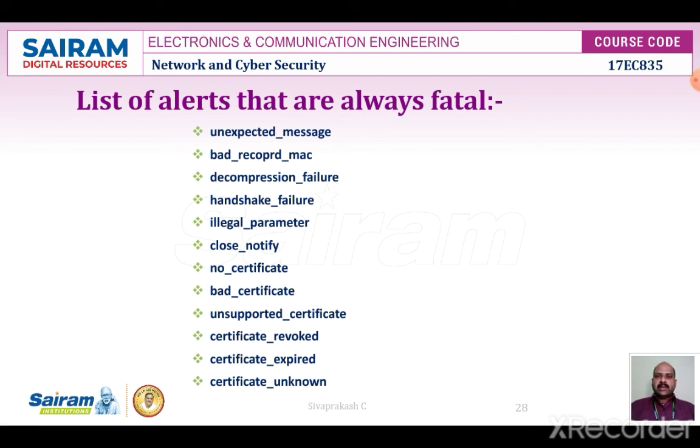So these are the actual list of alerts that are always fatal, which are used in the alert protocol. Unexpected message, bad record MAC, decompression failure, handshake failure, illegal parameter, close notify, no certificate, bad certificate, unsupported certificate, certificate revoked, certificate expired, certificate unknown. These are examples of the fatal alerts we have given.